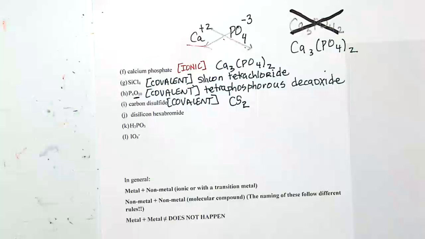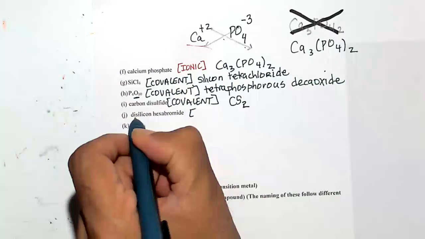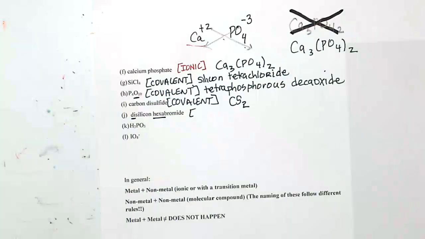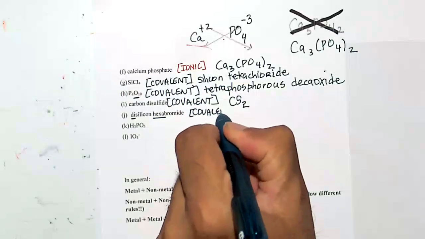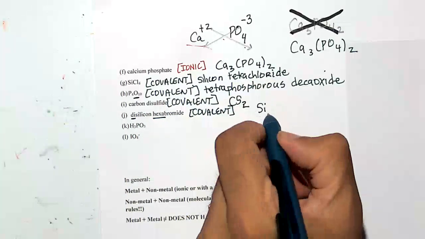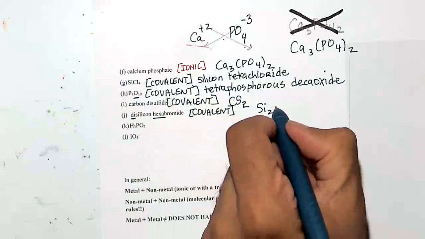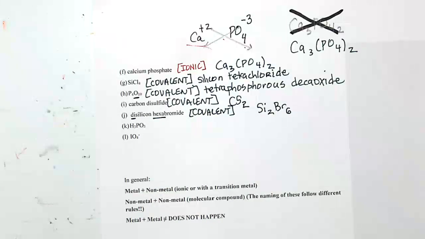CS2 is carbon disulfide. All right, 3 more. Disilicon hexabromide, ionic or covalent? The di is 2, hexa is 6. For covalent compounds, nonmetal with nonmetal, we're going to use the prefixes. Silicon is Si. What is di? 2. What is bromine? And what's hexa? So that is Si2Br6.